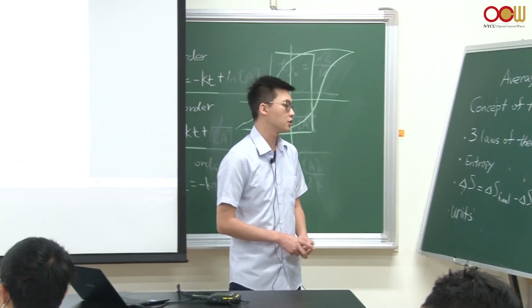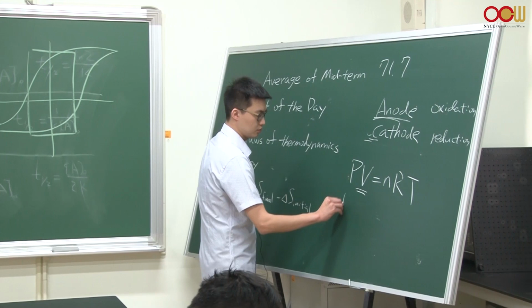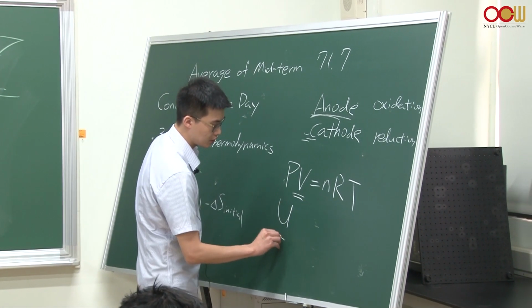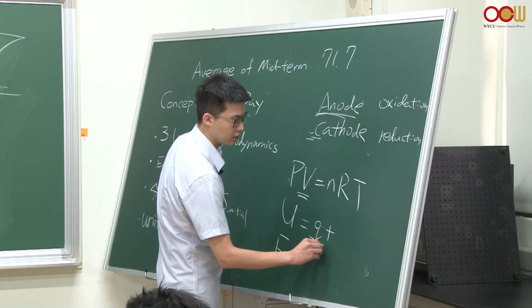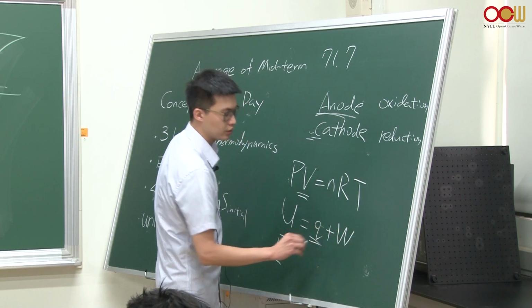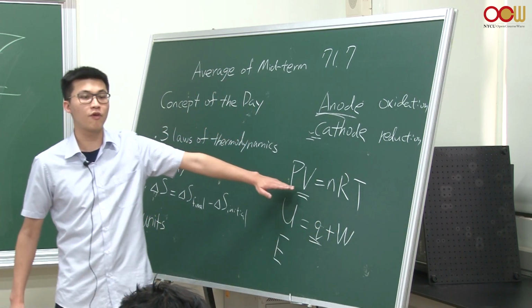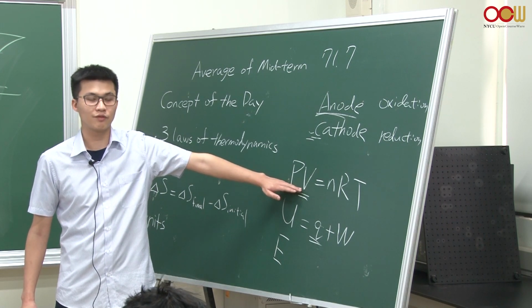The potential energy of a system, sometimes you will see U, sometimes you will see E, is equal to the heat and the work you do to the system. Let's say the volume is not fixed. You have a piston.